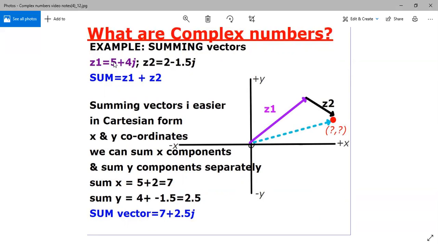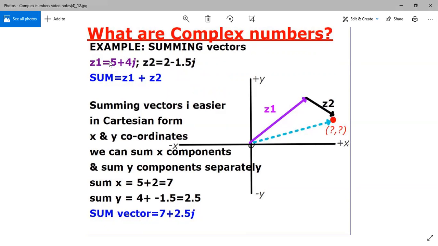So in Cartesian form, we've got the x and y components of each of those vectors, z1, z2. To get the sum vector, we're adding those vectors together, z1 plus z2, to get to this endpoint. Draw a line back to the origin. That dotted line, what is its length?